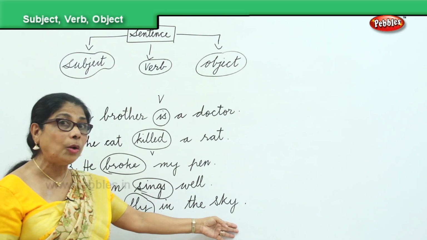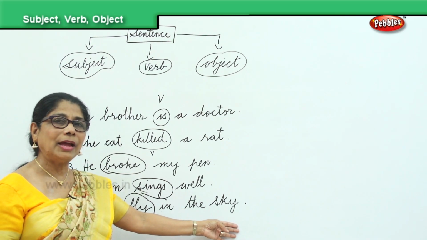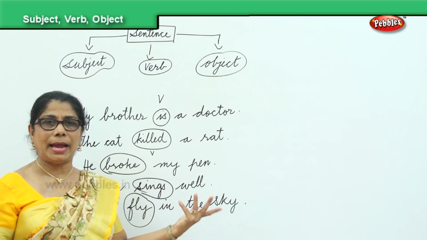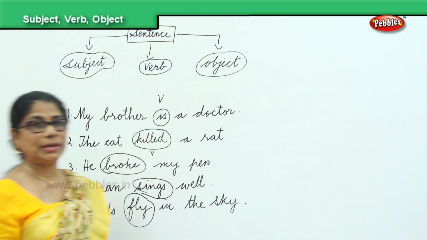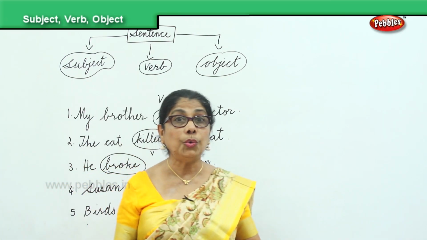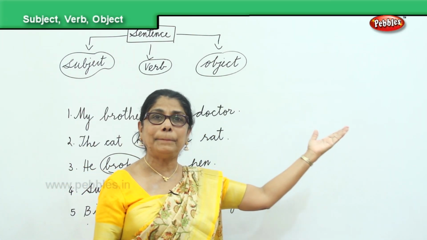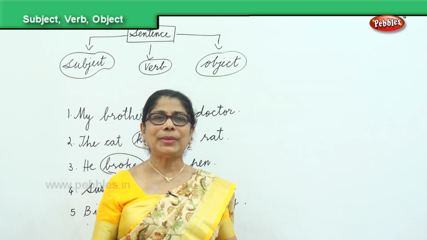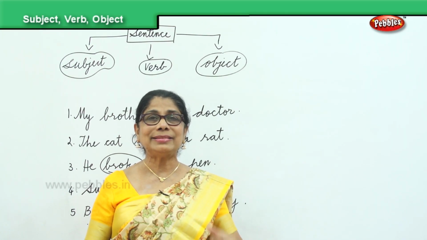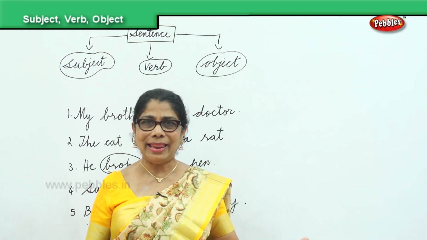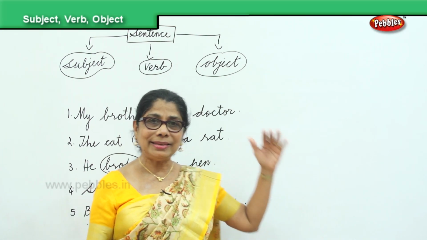In the sky, object. Now, supposing I say, I drew a picture. I am the subject. What is the verb? Drew. What is the object? Picture. Now, what am I doing now? I'm teaching you. So, you can say, teacher is teaching well. Who is the subject? Teacher.